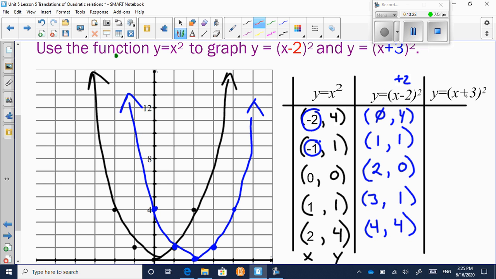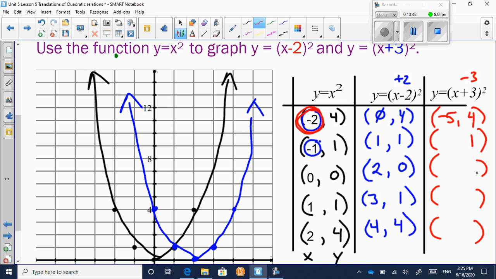Now this one says it's +3. Now it's in the brackets, so we do the opposite. It's -3, and we're changing the x values. And you're always changing the x values of the bread and butter one. So I'm going to go back to here and say -2 minus another 3. Oh, that's -5. The y's don't change.